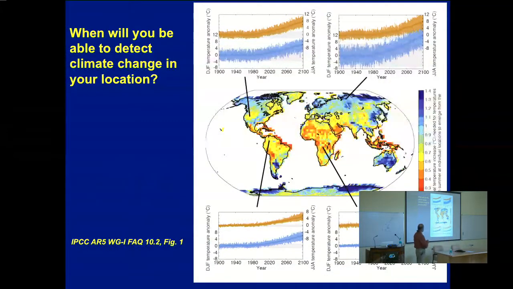There are 4 locations pointed to. There are 2 low latitude regions, one in South America, another one in Africa. These arrows are pointing there. So this is a high latitude region. This is the mid latitudes here. So, what do you know about the temperature in these different locations?